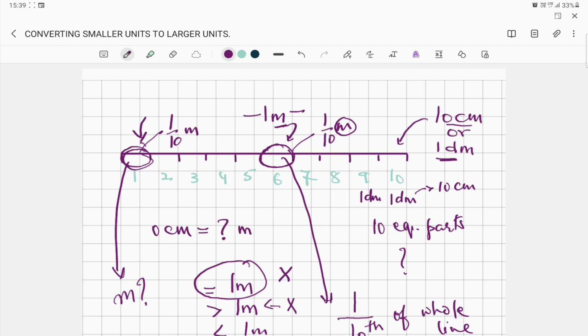But now this is complicated if we have to convert, let's say, something far more complicated. Now, how are we going to go about it? There is an easier way which we will come to see in our next video.